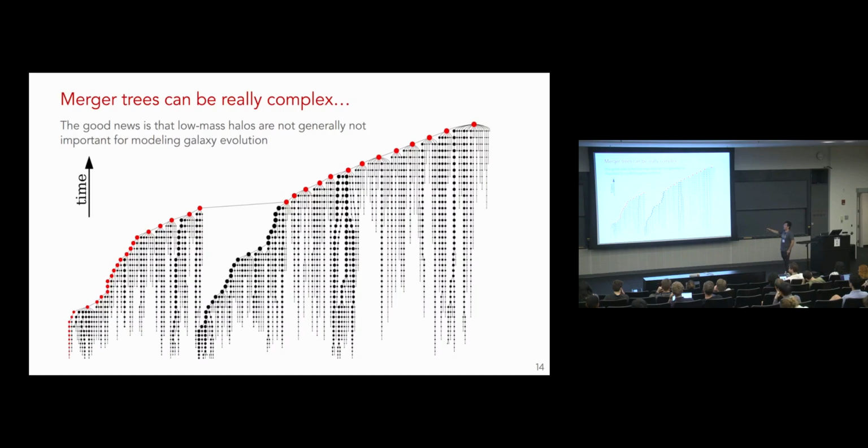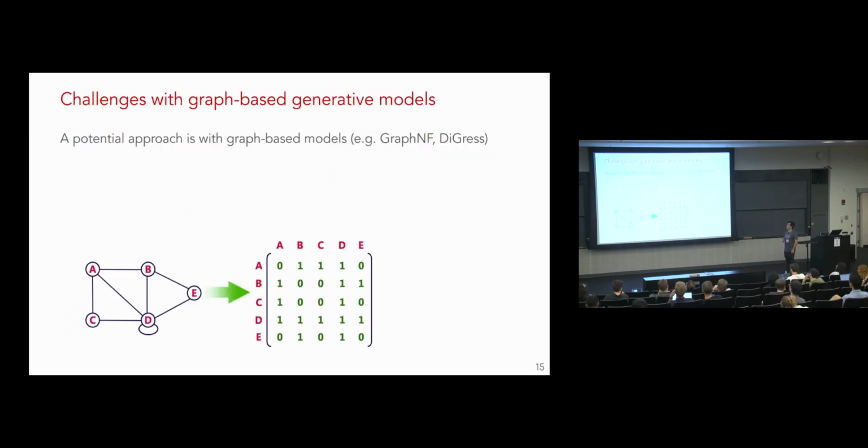The good news is that not all of the halos are important. If the halo has too low of a mass, you don't really care about it. So let's say I just use a graph neural network for this. Let's say I use a graph VAE, a graph normalizing flow, or even diffusion models to do this. So can I do this?